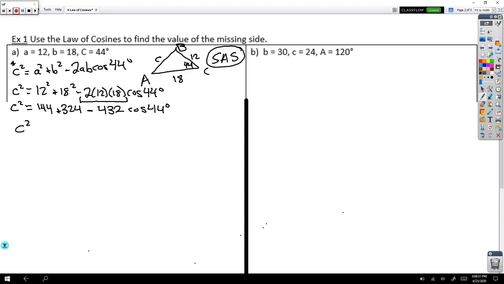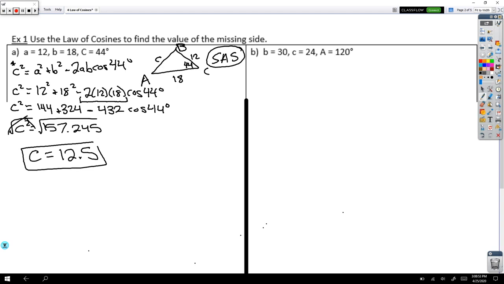So adding up these things here, 144 and 324, and then subtracting 432 times cosine of 44 leaves me with 157.245. Now to get C by itself, I'm going to square root both sides. So we get C equaling approximately 12.5 after rounding. Alright? So if you want to try B on your own, go ahead and pause the video and try it. It's set up the same way.